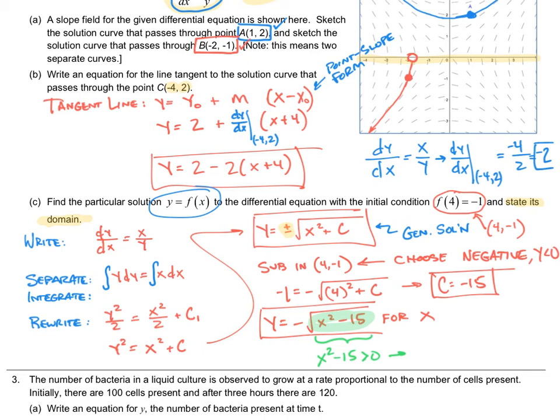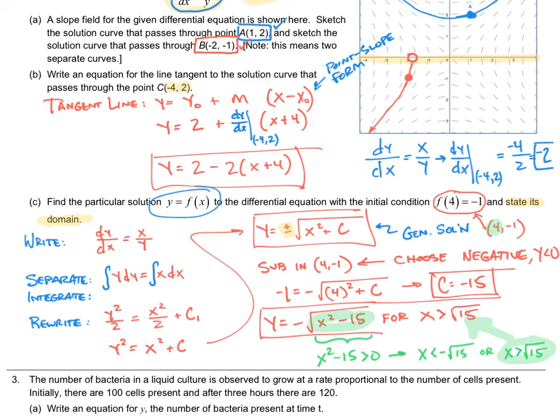This inequality is true when x is less than the opposite of the square root of 15, or x is greater than the square root of 15. So I've got a choice here. I have to pick one of these two intervals that includes the initial condition. Because the initial condition has a positive x value, I have to select a single open interval that contains only positive x values. So that's going to be this one right here, and I'm just going to add that to my solution and state for x greater than the square root of 15.